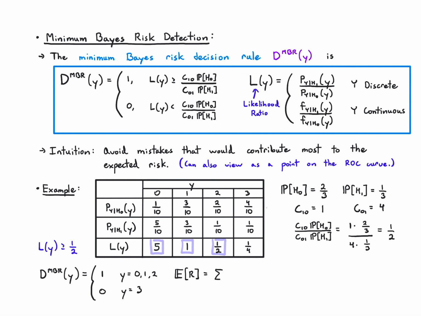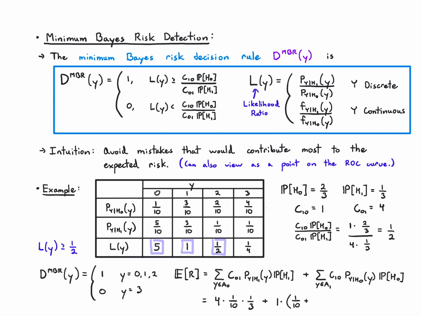To get the expected risk, I'm just going to write out that formula I had before. So I sum up over A0 the misdetection cost, and I sum up over A1 the false alarm cost. In this case, A0 is just 1 point. So I'm going to have the misdetection cost 4 times 1/10 times 1/3, plus I have 3 points in A1, so I have 1/10 plus 3/10 plus 2/10 times 2/3. If you add all of that up, you get 16 over 30, and then you get 8 over 15. So that's just a simple example to show you how this minimum Bayes risk detection works.